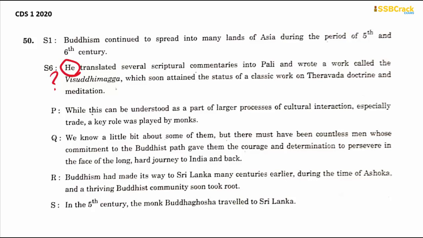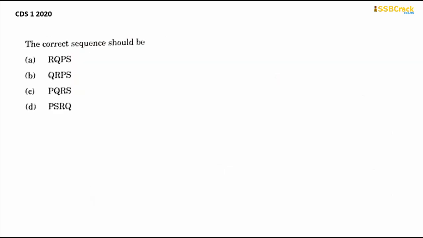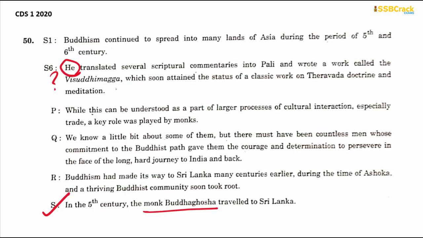Scan through the sentences and you'll find that it's basically talking about the monk Buddha Ghosha. This he means the monk Buddha Ghosha. So S will be coming at the very end of the combination. Let's find out what the options are here. You see S is there at the end of all these three combinations. So S at the end of the combination is not sufficient, right? You have to find something else. So let's see what we can find.